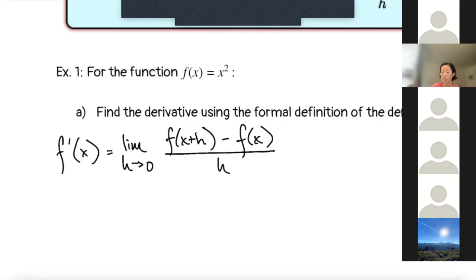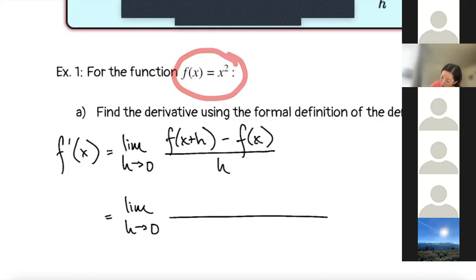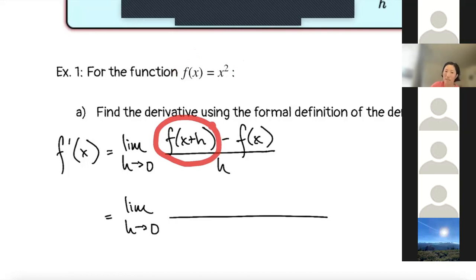And this came from our slope formula between 2 points, right? So the limit as h approaches 0. If I know that my function is x squared, what is f of x plus h? Like, how do I write f of x plus h?